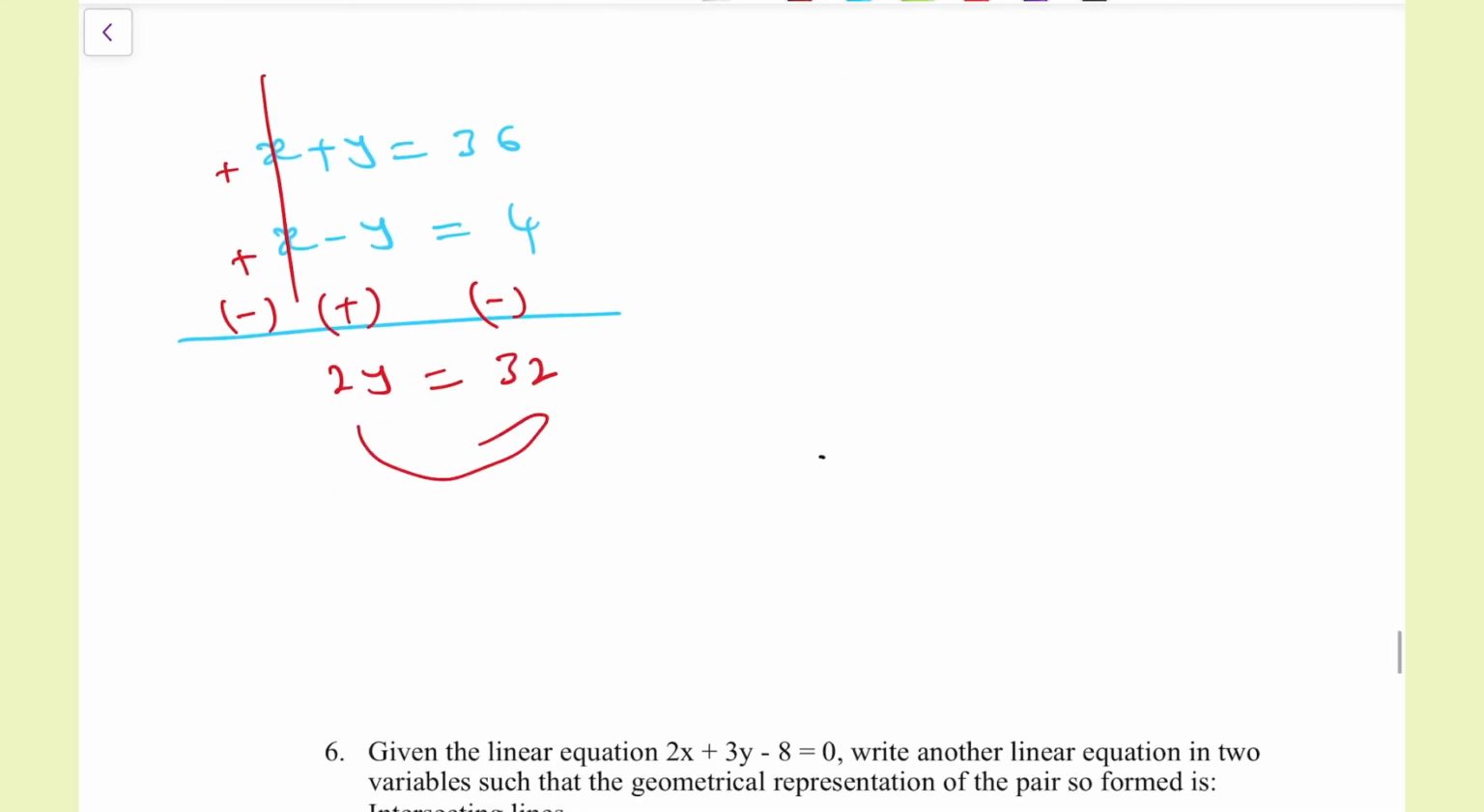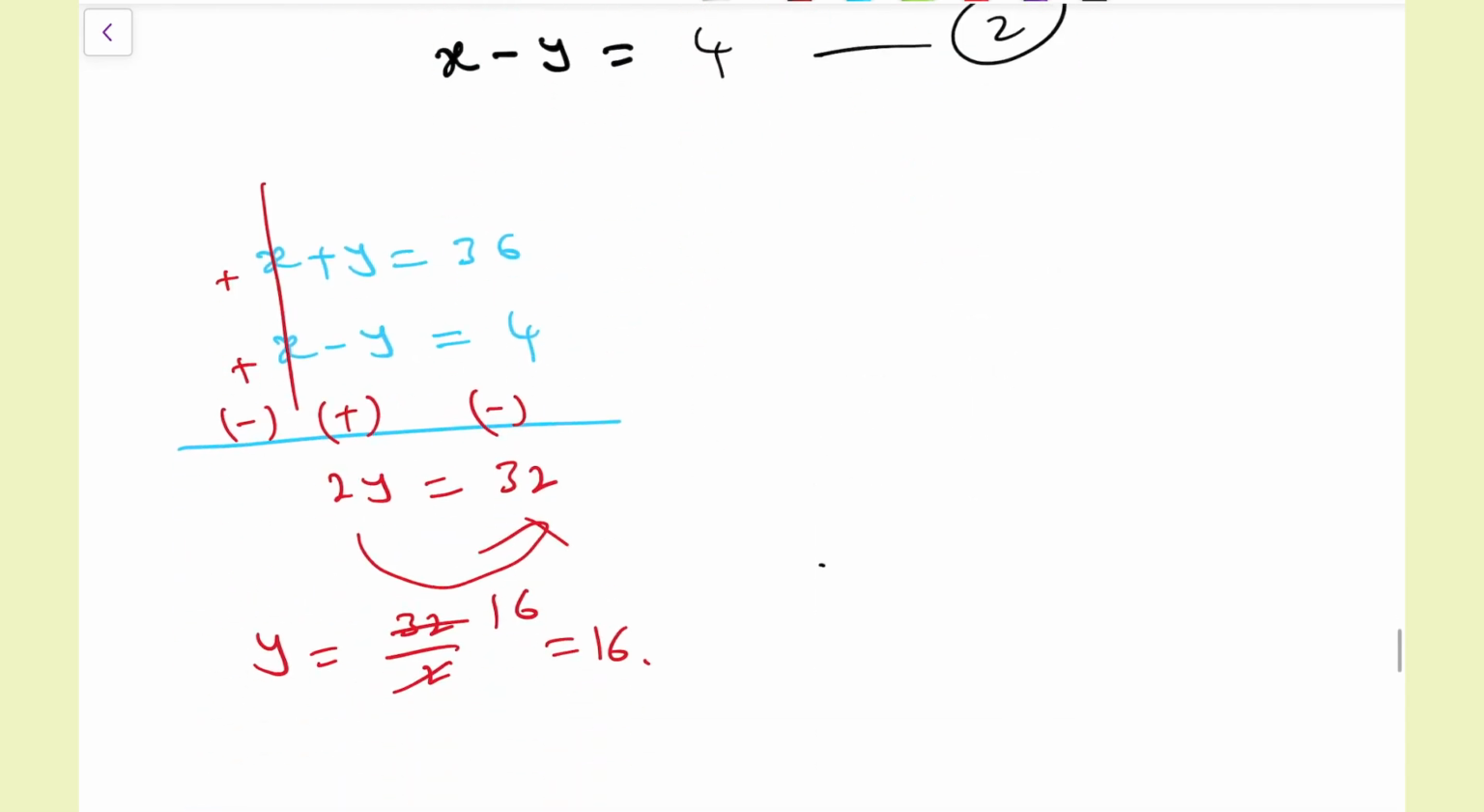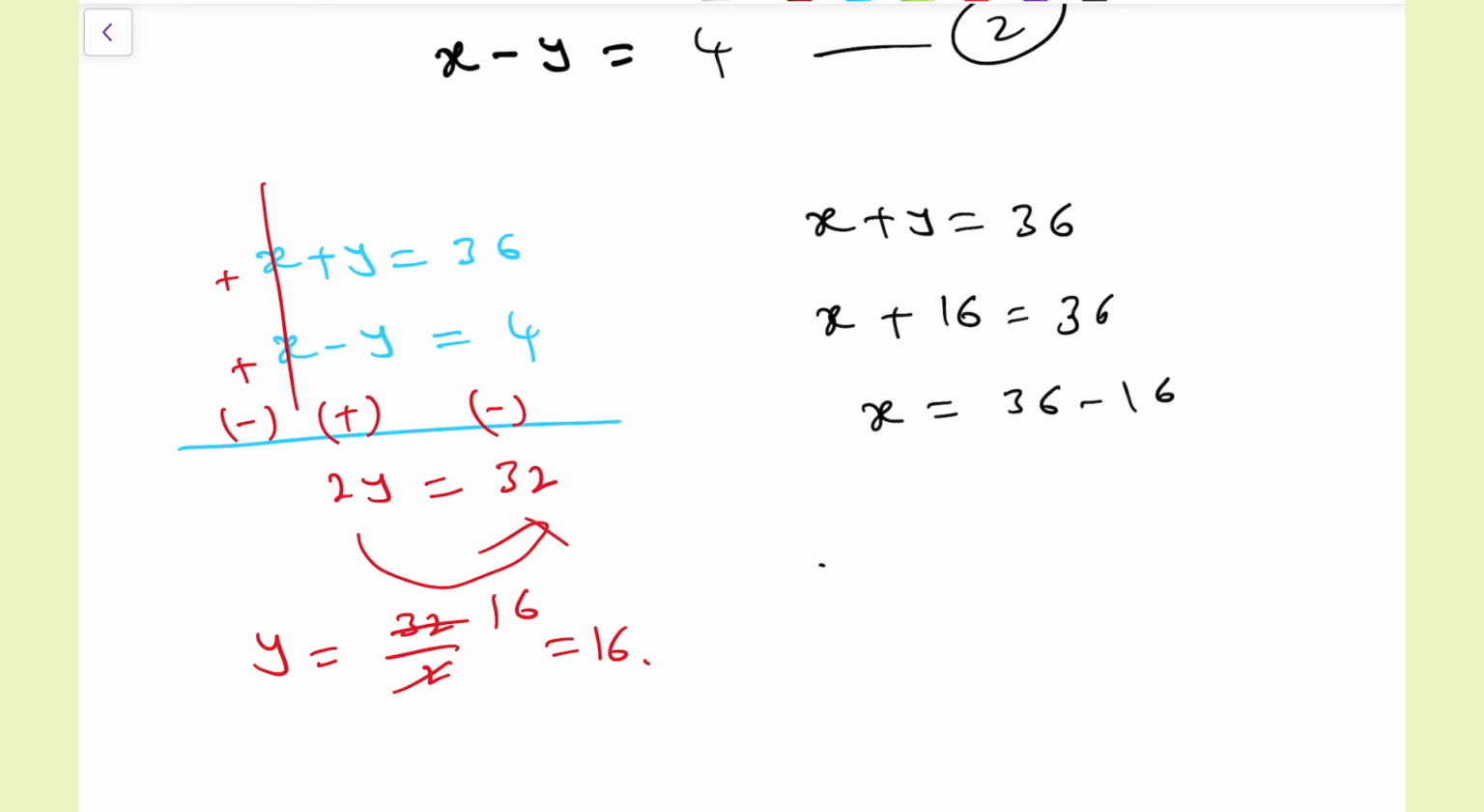Take 2 to the right side, so y equals 32 by 2. 2 16s are 32. So the y value is 16. Substitute this in any one of the equations and you will get the x value. So I am taking the first equation, x plus y equals 36. x plus y value 16 equals 36. Take 16 to the right side, so x equals 36 minus 16, then x equals 20.